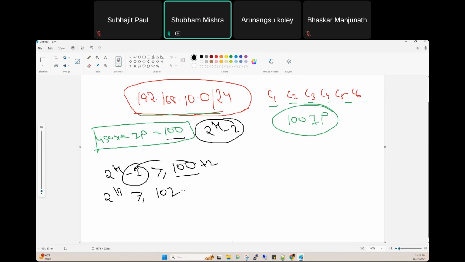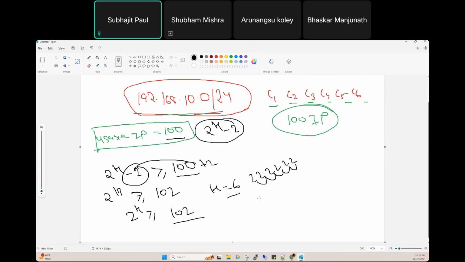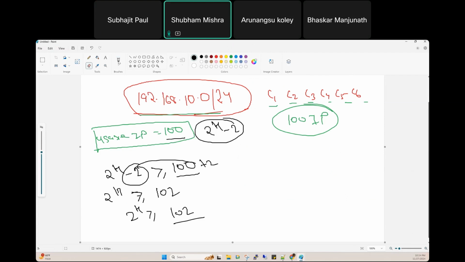So 2 to the power h is greater than or equal to 102. Now tell me what should be the value of h that will satisfy this. If I put h equal to 6: 2, 4, 8, 16, 32, 64. That is not satisfying. If I put h equal to 7, then 64 times 2 is 128. That will satisfy. Right? So h is equal to how much, guys? 7. h is equal to 7.